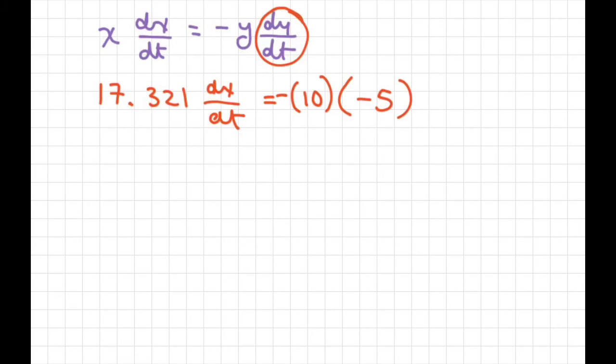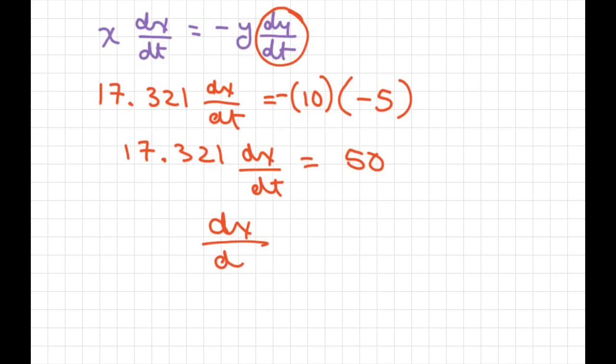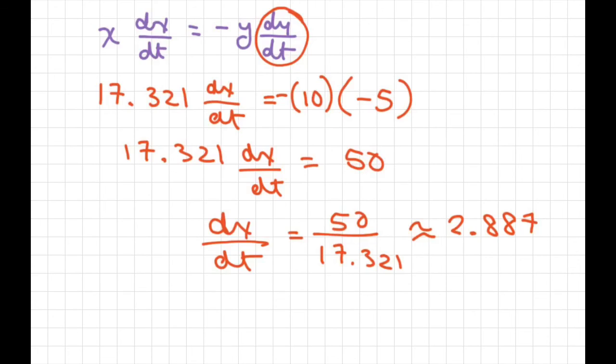So this is going to be 17.321 times the derivative of x with respect to t, which is equal to 50. And then you just solve by dividing. So that's going to be approximately 2.887. And that's our answer for at what speed the bottom is sliding out, which is your x.